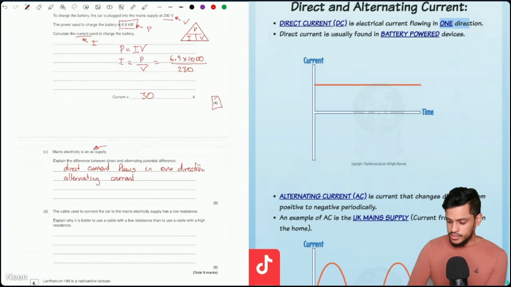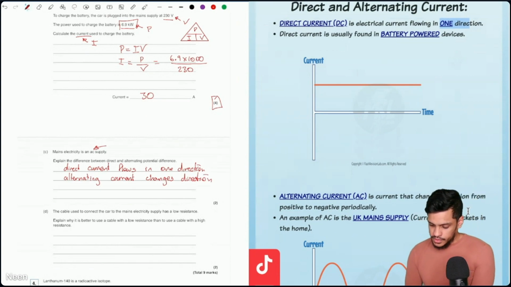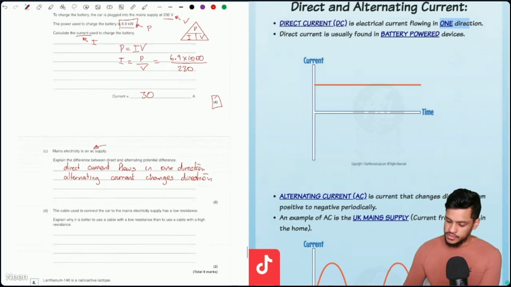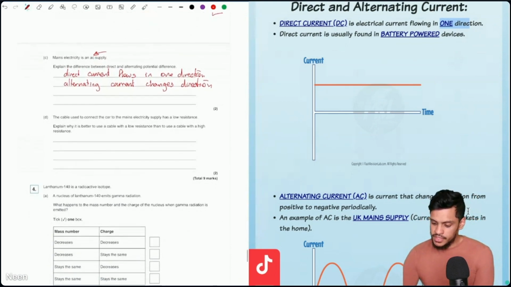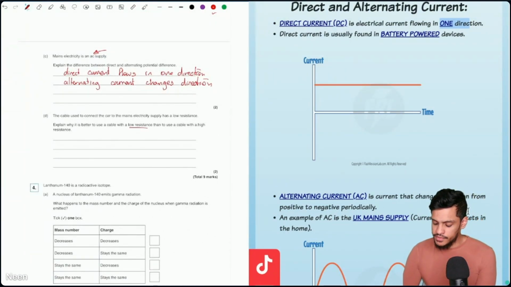Alternating current changes direction. The cable used to connect the car to the main electricity supply has a low resistance. Explain why it's better to use a cable with a low resistance than to use a cable with a high resistance.